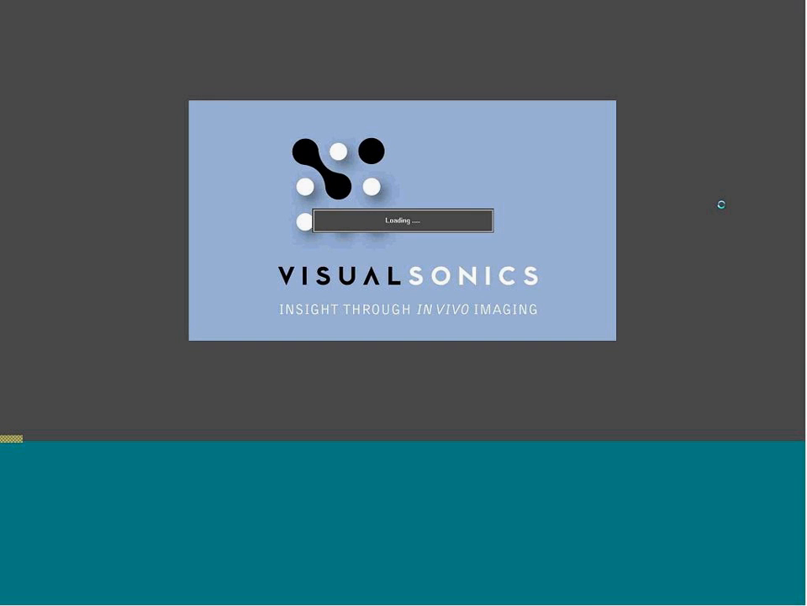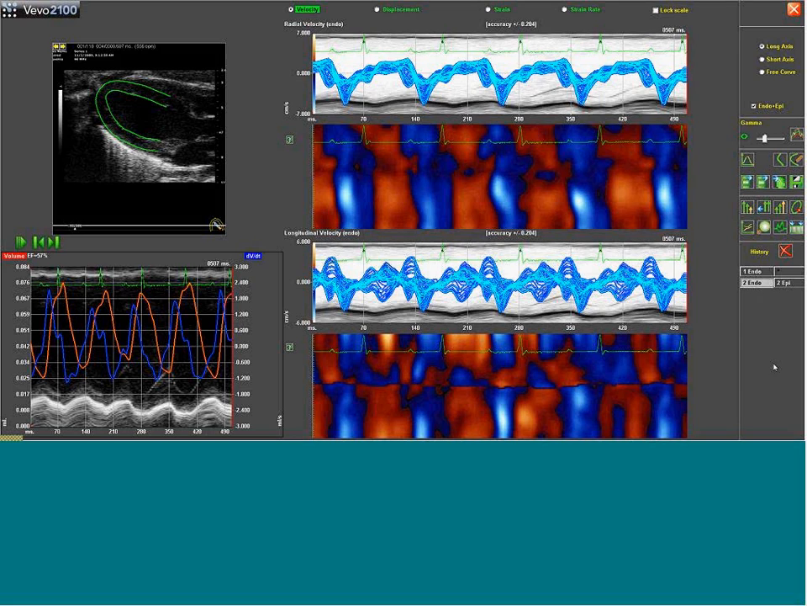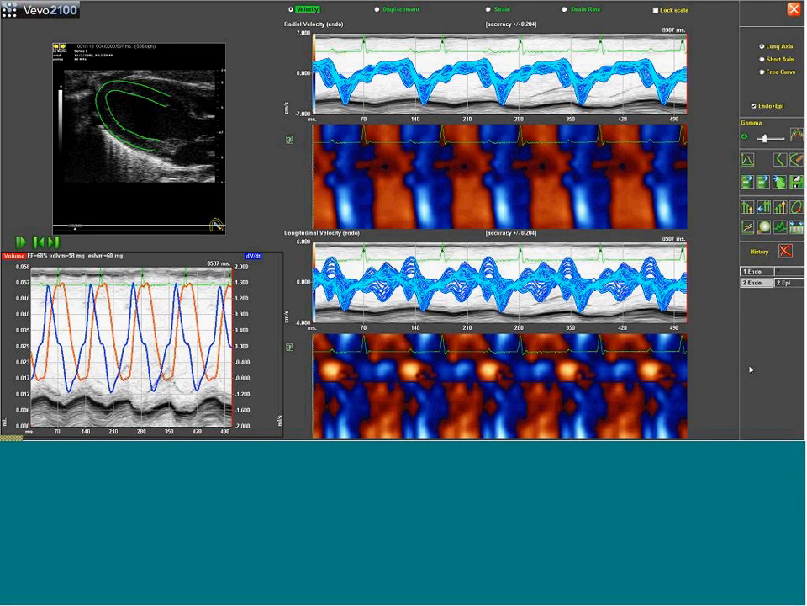So we'll go to VevoStrain. It takes a few seconds to load. In applications, we do tend to recommend doing VevoStrain on the workstation, on a laptop or a desktop system, rather than on the imaging system itself. This is assuming, of course, that you have a desktop or a workstation install available.